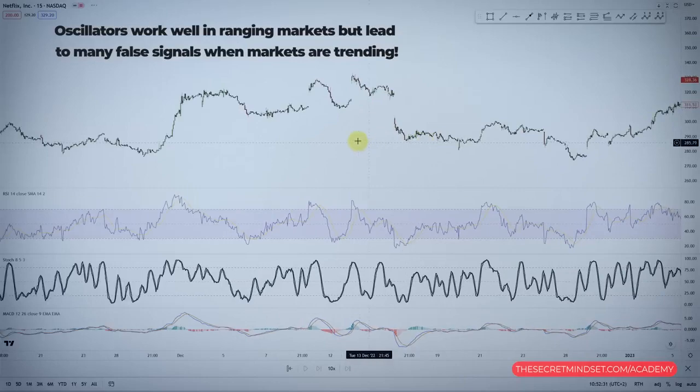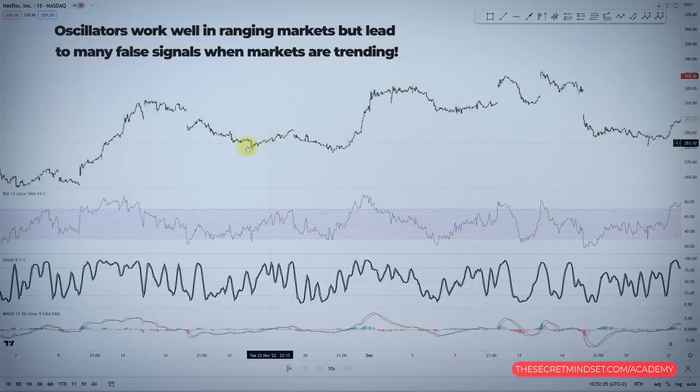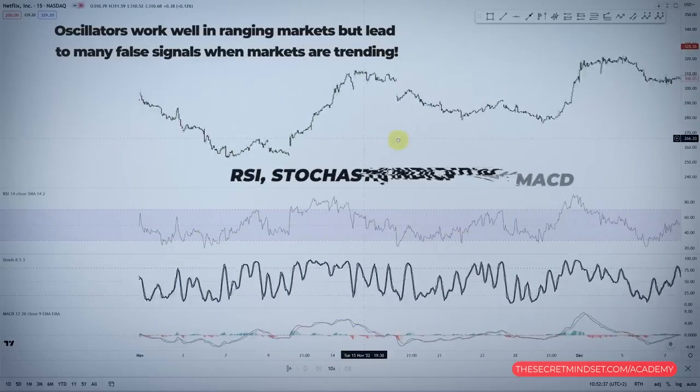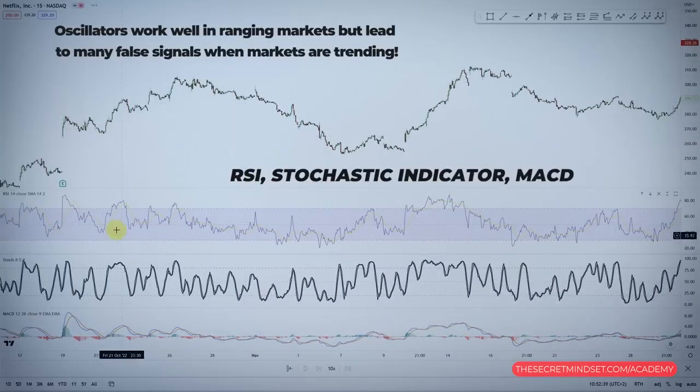Oscillators work well in ranging markets, but lead to many false signals when markets are trending. Popular oscillators are the Relative Strength Index, the RSI, the Stochastic Indicator, and the MACD.